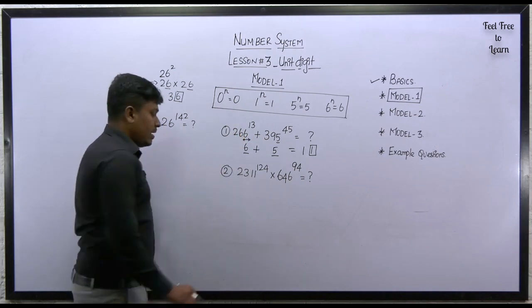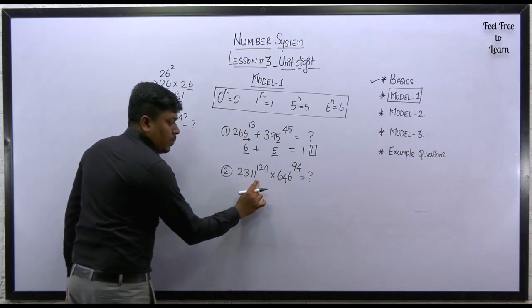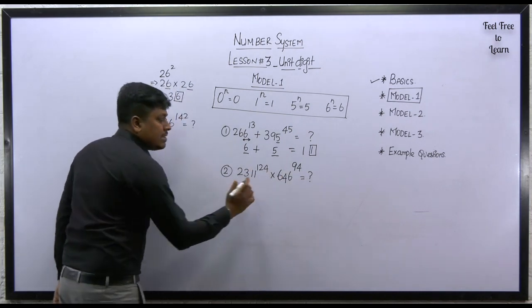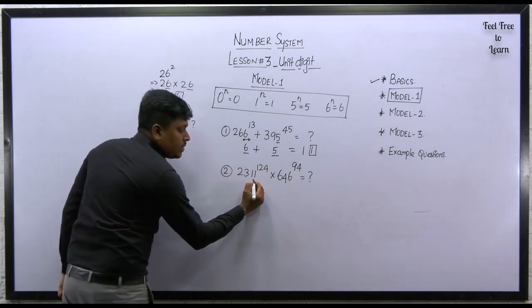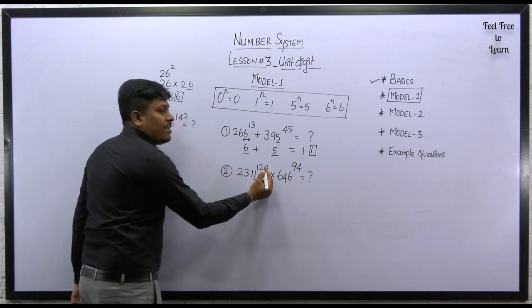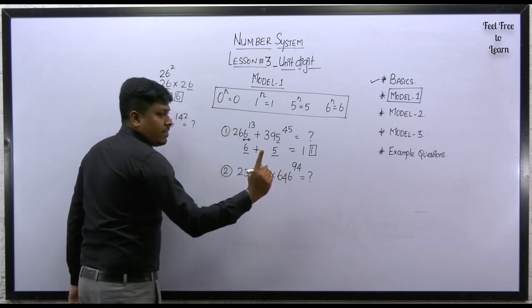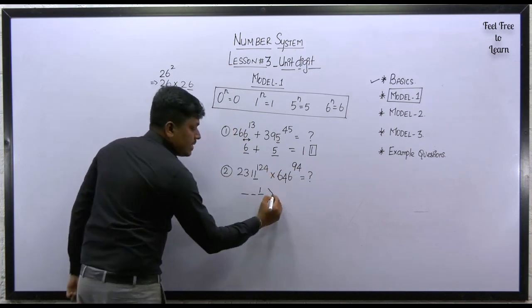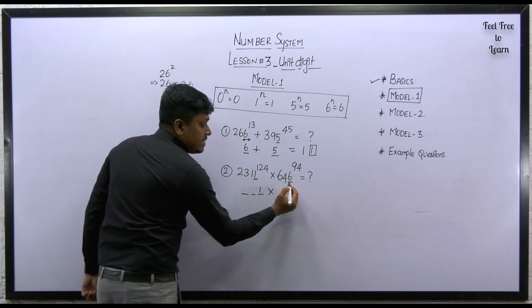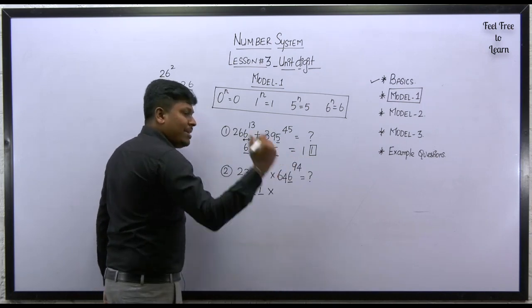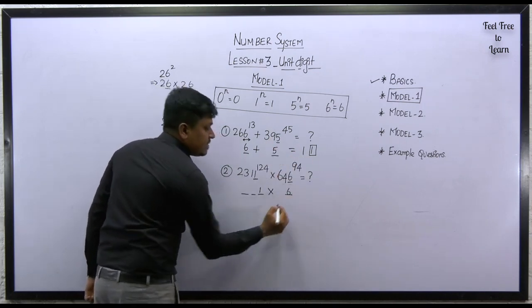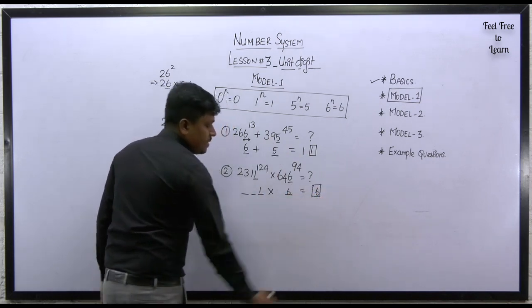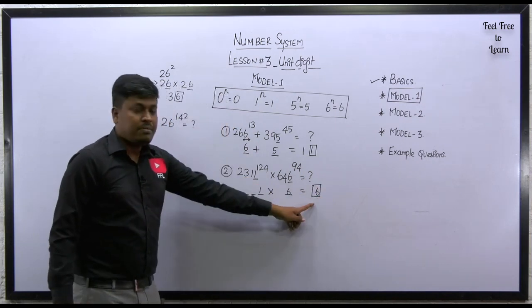Friends, understood, right? So next, 2311 power 124 into 646 power 94. Just see here, the last digit of 2311 is 1. 1 power anything will be definitely 1. So the last digit of this answer is 1. Understood? So multiplication. Here the last digit is 6. 6 power anything will be definitely 6. So the last digit will be 6. So 1 into 6 will be 6. So finally we can say that the unit digit of this number will be 6.